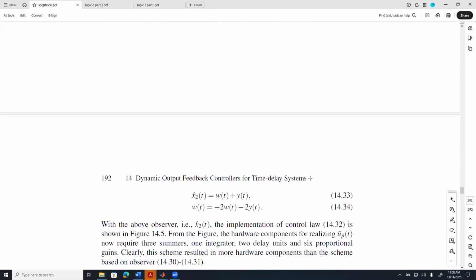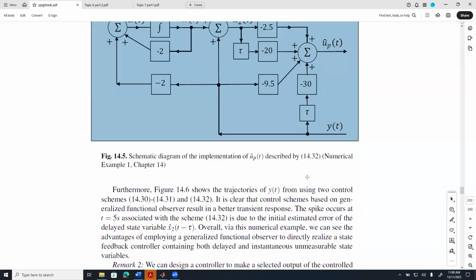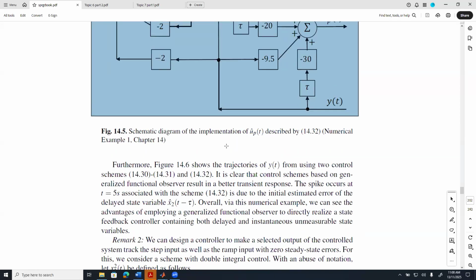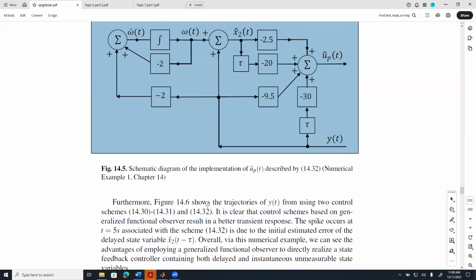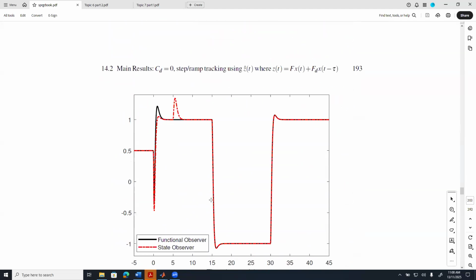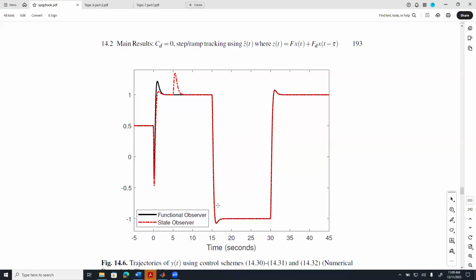On top of that, when we do the simulation of the implementation of the control law using this scheme here, we will see the following things happening. All right. So when we look at it, we see, oh, how come there is a spike here? There is a spike here associated with the one using the stack observer.